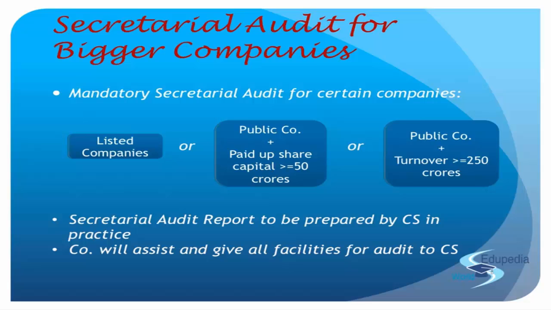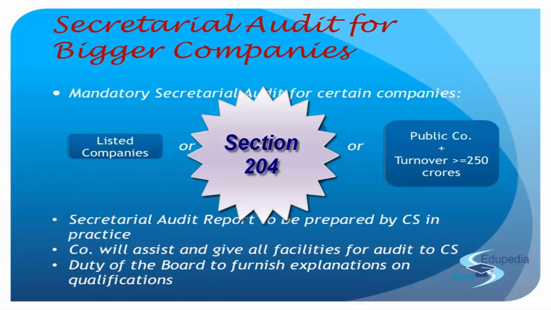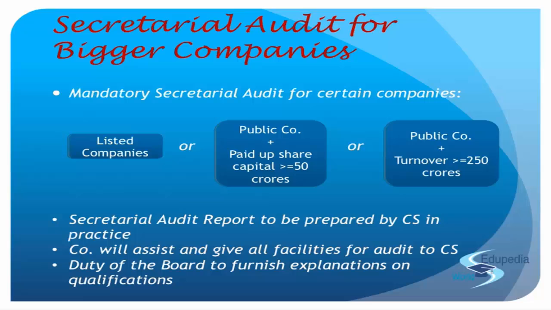Now, what if you contravene the provisions of section 204, right? Then you are punishable with a fine which is a minimum of rupees 1 lakh and a maximum of rupees 5 lakh. And the duties and functions of the directors of the company will not be affected. So that is all about section 204, the secretarial audit of bigger companies.